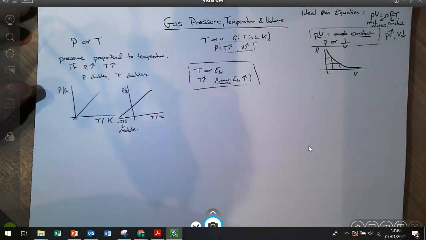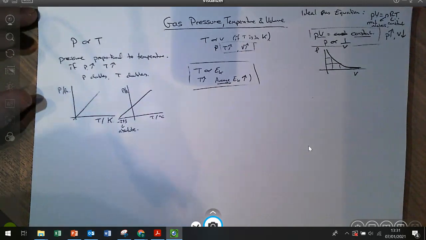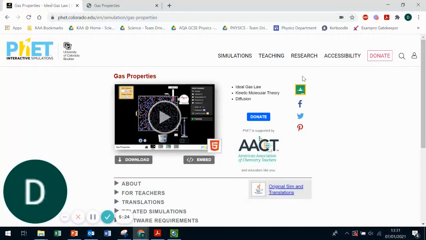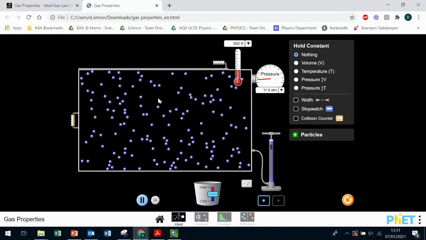So one thing that really is a must do in this lesson or series of lessons is to use a simulation. PhET is really, really useful, phet.colorado.edu. I'll put the link in the video description as well. And there is a gas property simulation.